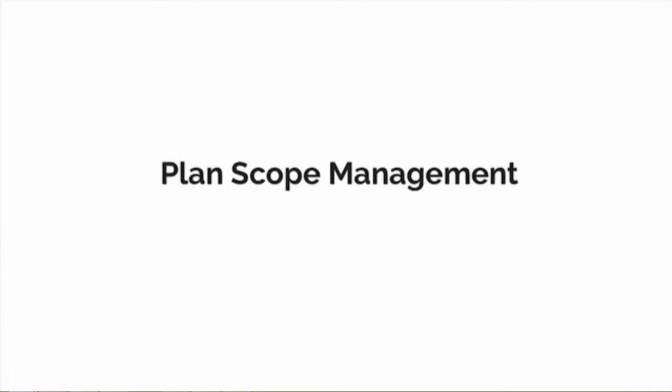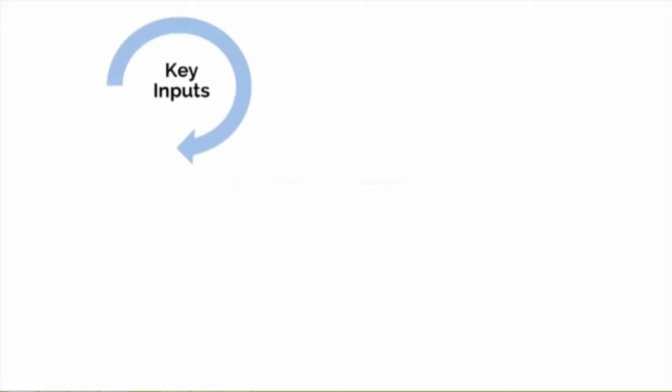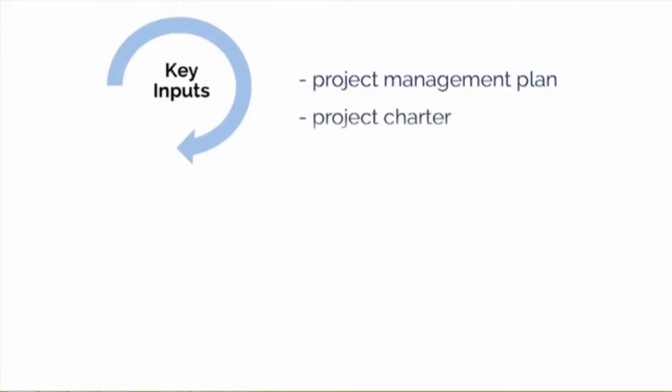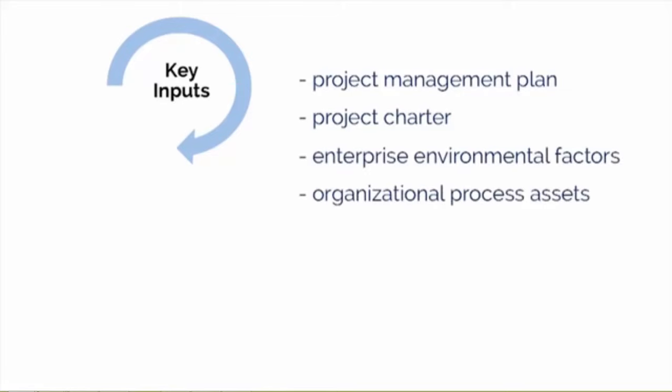Process. This process creates a plan for managing the scope of a project. The resulting document, which is the scope management plan, states how the project scope will be defined, validated, controlled, and verified. The key benefit of this planning process is that it provides guidance and direction on how scope will be managed throughout the project. The key inputs for the plan scope management process include project management plan, project charter, enterprise environmental factors, and organizational process assets.